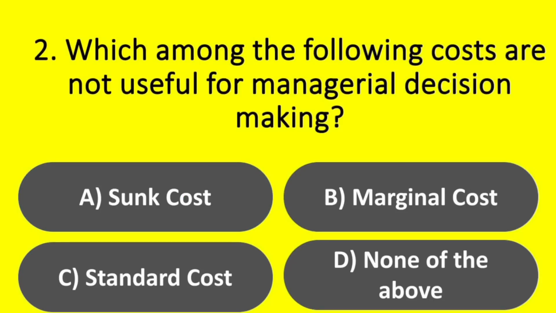Question. Which among the following costs are not useful for managerial decision making? Option A, Sunk cost; option B, Marginal cost; option C, Standard cost; option D, None of the above. Answer: option A, Sunk cost.